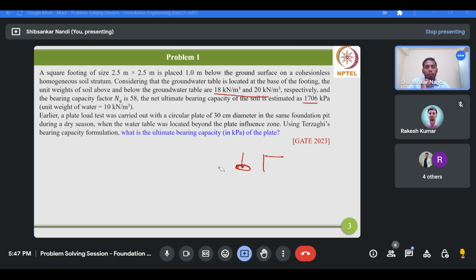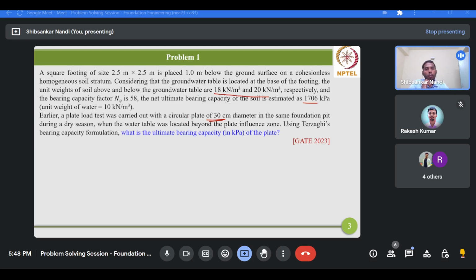But from the problem perspective, it's a different scenario. Here, for a square footing of size 2.5 meter by 2.5 meter, the ultimate bearing capacity of the soil is given to you. It's 1706 kPa. Now you have to determine the bearing capacity for the same soil, for the same foundation pit, for a circular plate of diameter 30 centimeter. And there is a change in the field condition. Now what is that change?